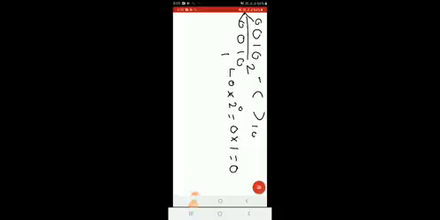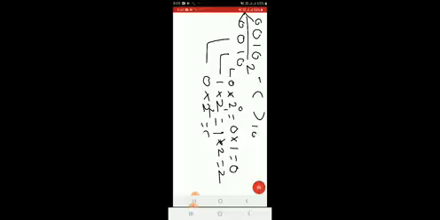Next 1. So 1 into 2 power 1. So 2 power 1 is 2 itself. 1 into 2 is 2. Next one is 0. This time you take 2 power 2. So 2 power 2 means 2 times 2, that is 2 2s are 4.